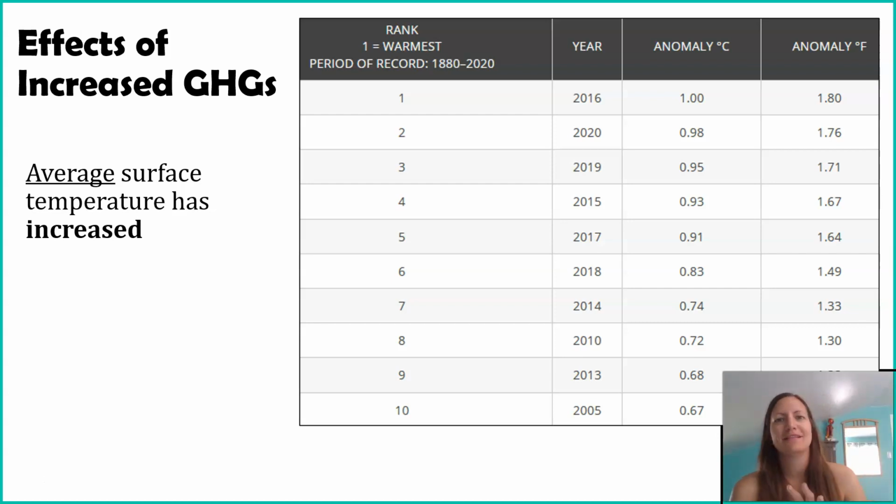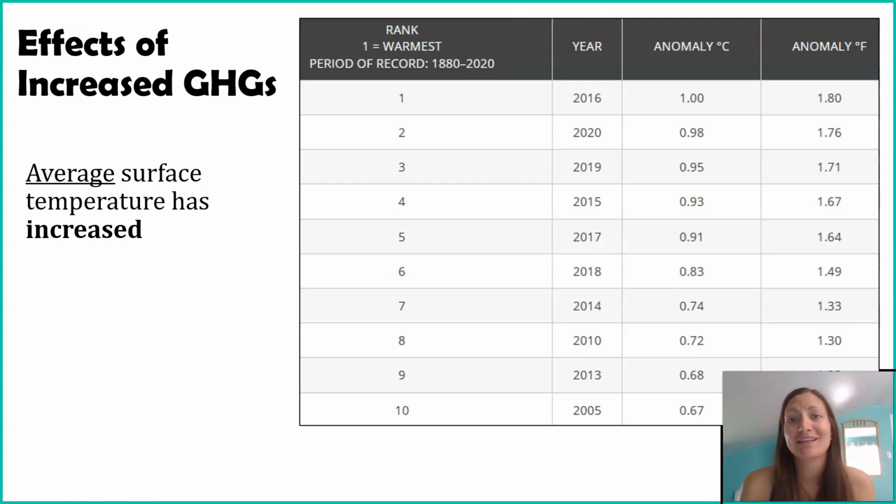So let's take a look at this table. This table is looking at the past 140 years, from 1880 to present day. If we took the average world temperature of each of those years and then ranked them from the hottest to the coolest, what we're looking at is the 10 warmest years on record. So here on the left is just the ranking, and then the second column is the year. And take a close look at these years.